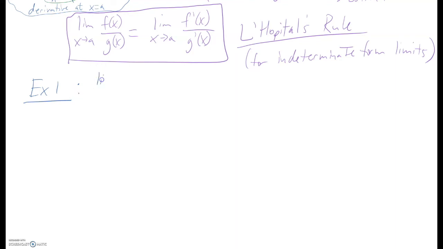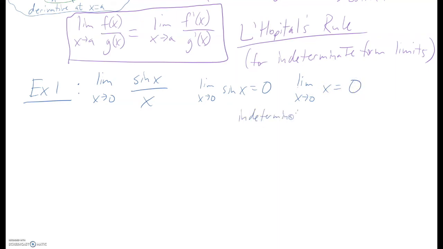The first example, let's set up the limit as x approaches 0 for sine of x over x. Notice in this problem, the limit as x approaches 0 for sine of x is equal to 0. So the numerator will result in 0. And the limit as x approaches 0 for x would be 0. So 0 in the denominator as well. That is the indeterminate form, which means L'Hopital's rule can be applied in this case.